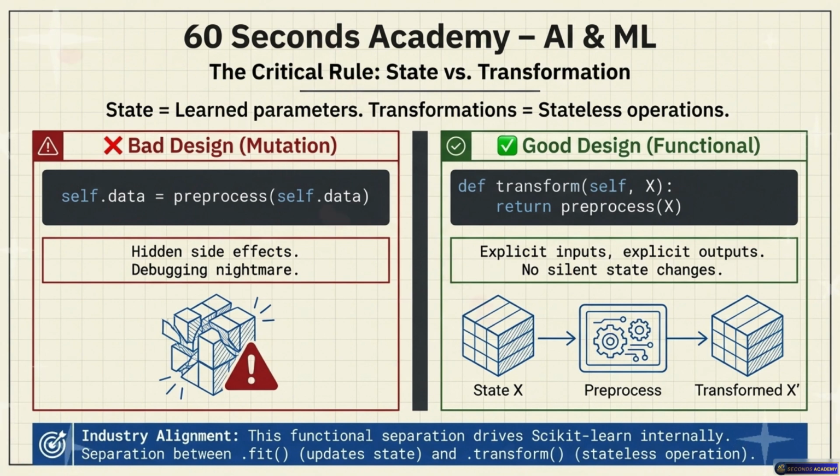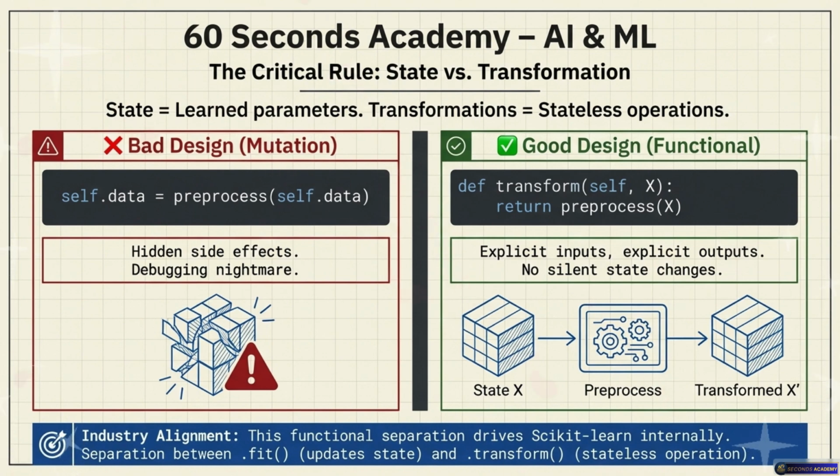This is a rule that engineers often learn the hard way, usually after days of debugging silent errors. We've established that state equals our learned parameters, the heavyweights. Right. Transformations, on the other hand, must be completely stateless operations. Let's ground this for the listener. What does a textbook bad design look like here? Let's say I'm writing a class to pre-process data for our pathology lab. A terrible design is relying on state mutation.